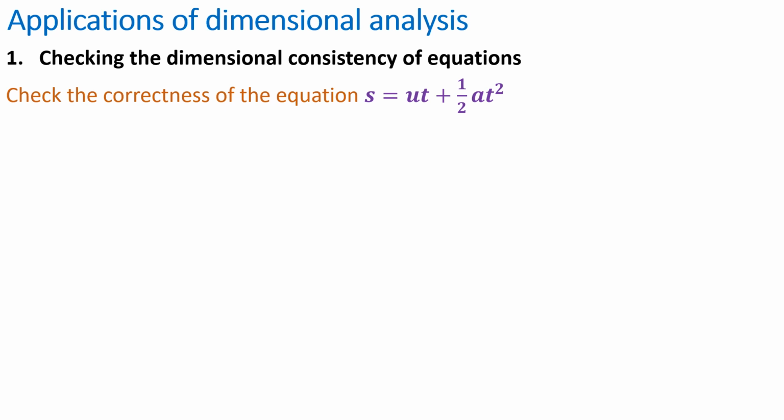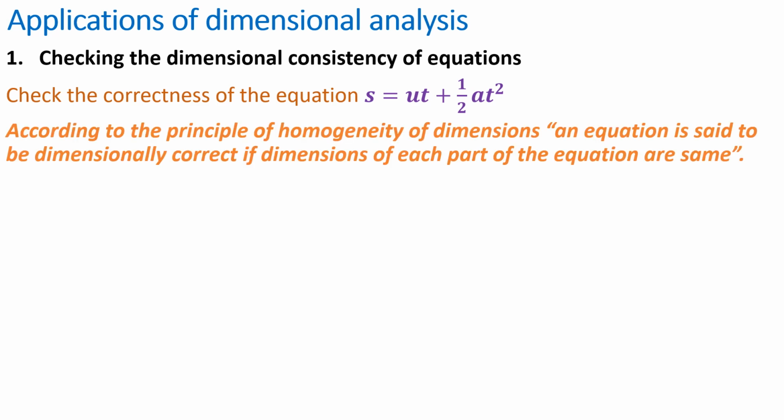Any equation might be given in your board exams. So when that equation is given, what you need to do is write. The question will be asked like this: check the correctness of the equation s equals ut plus half at square by the method of dimensional analysis. That will be asked. Next, what you need to write?